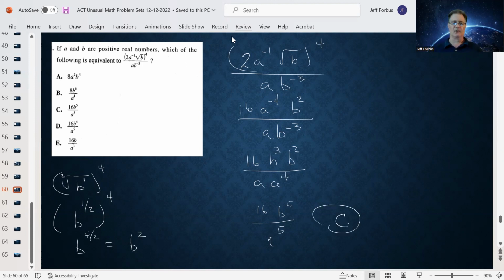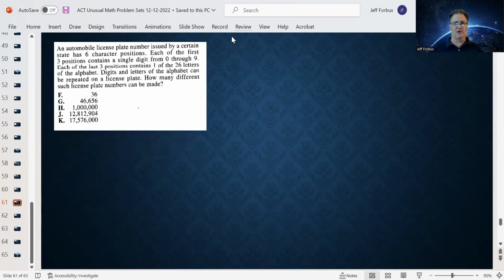I think the real problem people have is dealing with the square root of b being raised to the 4th power. So that's our side note below the figure. Make sure you understand that. All right.